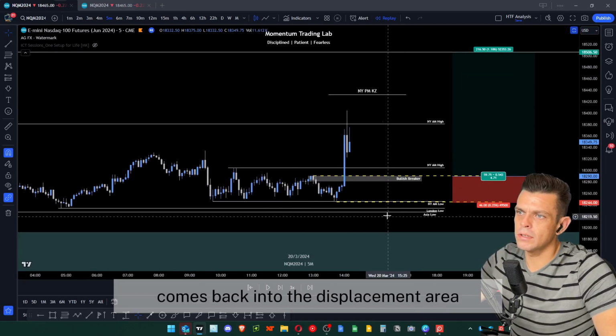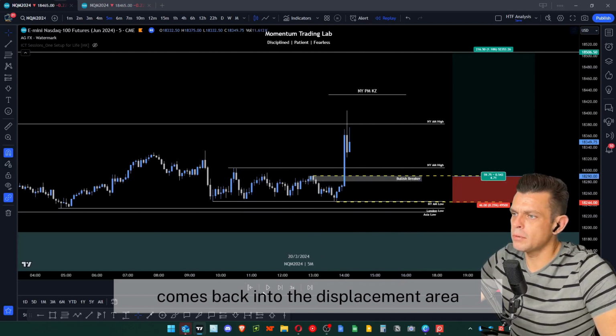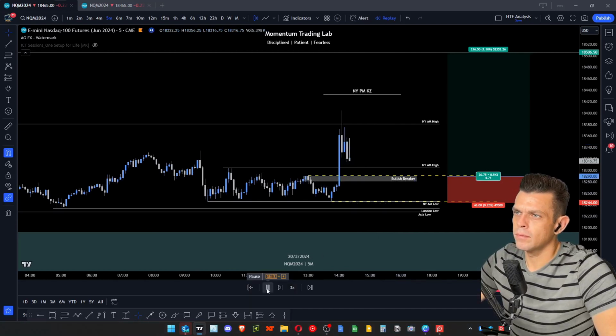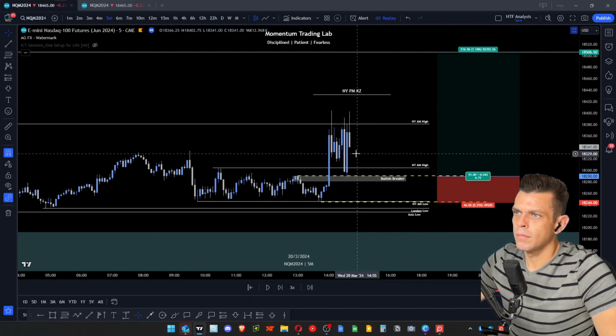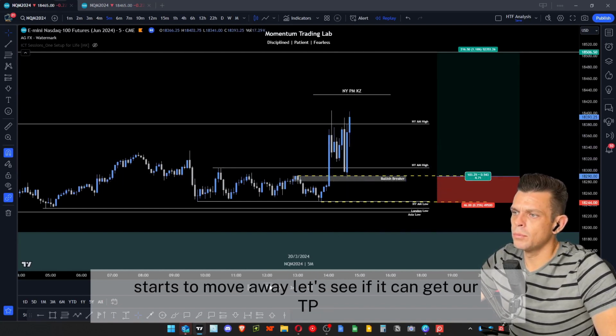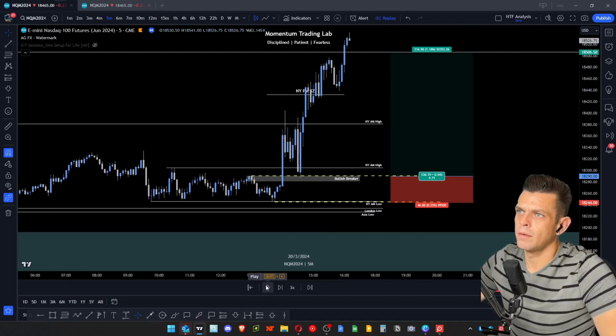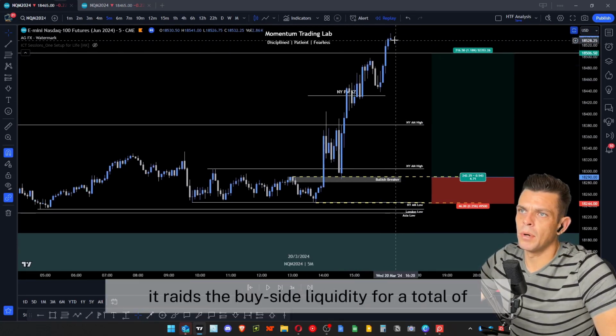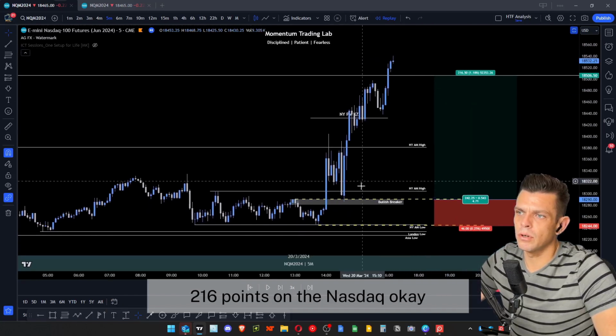So let's see if this comes back into the displacement area. All right, so right there, it taps into the bullish breaker, starts to move away. Let's see if it can get our TP. And then right there, it raids the buy side liquidity for a total of 216 points on the NASDAQ.